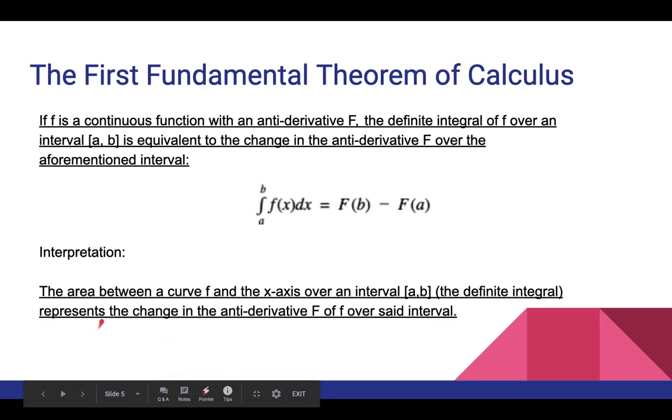So, in terms of interpretation, this gives us a new interpretation for what the area between a curve f and the x-axis represents. Specifically, the area between a curve f and the x-axis over an interval a b, the definite integral, represents the change in the antiderivative uppercase F over said interval, which is what's conveyed to us right here. This is our definite integral, represents the area between f and the x-axis, and it's mathematically equivalent to the change in the antiderivative over our interval of interest.